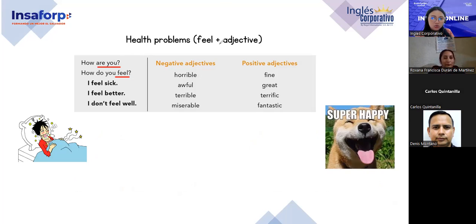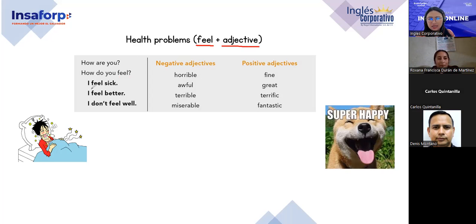Para expresar eso, I need to use adjectives. The previous examples, all of those were nouns. Eran nombres de enfermedades, pero estos son adjetivos. Porque me preguntan, ¿cómo estás? Adjectives. That's why I am going to be using this verb, the verb feel, and an adjective.